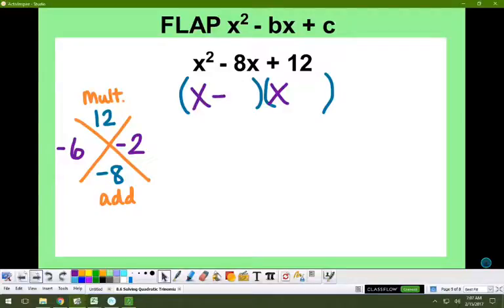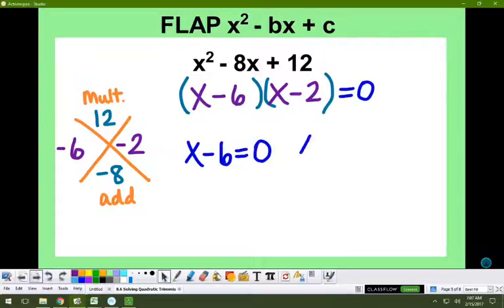So in my parentheses, I write x minus 6, x minus 2. If the problem just asked to factor, we would stop right there, and that's our answer. If the problem asks us to solve, then we're going to go from there. We set the equation equal to 0, and we set each factor equal to 0 to solve. So x minus 6 equals 0, and x minus 2 equals 0. So we're going to solve both of these equations.